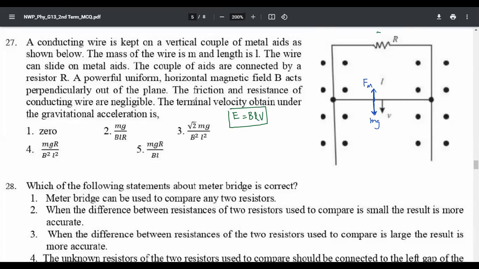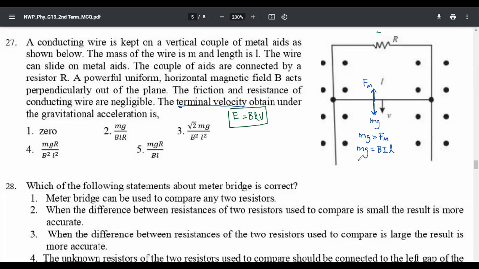Terminal velocity means a constant velocity. So to start with, our mg must be equal to Fm. Now what is Fm? mg is mg, no change. Fm is BIL. So mg equals BIL. Terminal velocity obtained under gravitation. Oh my god, we have to find the terminal velocity.